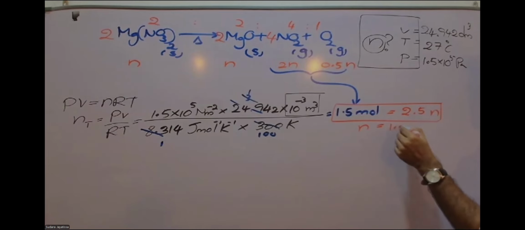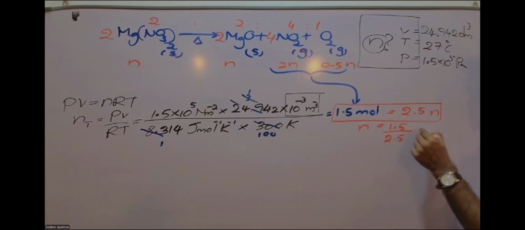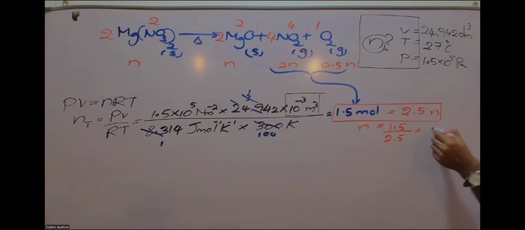Okay, so if you just simplify this one, you will get the number of moles of magnesium nitrate. So it is equal to 1.5 divided by 2.5. To further simplify, it is 3 divided by 5. 0.6. So 0.6 is not total moles, 0.6 moles of magnesium nitrate are there. So this is the number of moles of Mg(NO3)2. So this is really important.